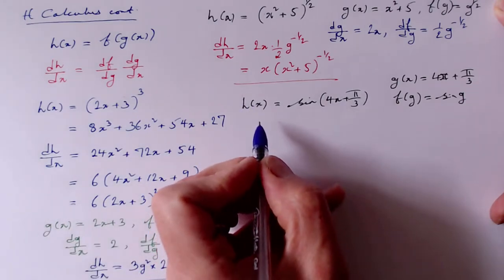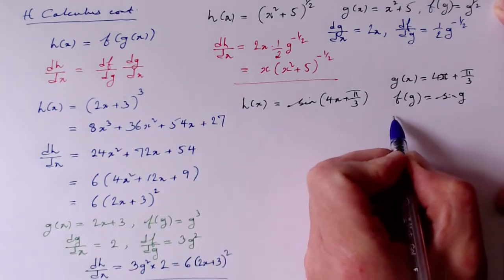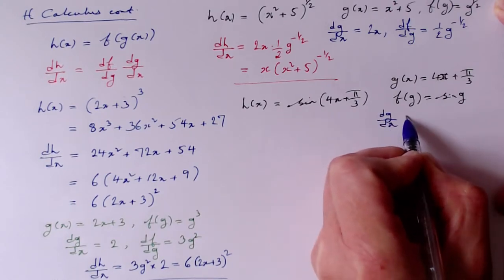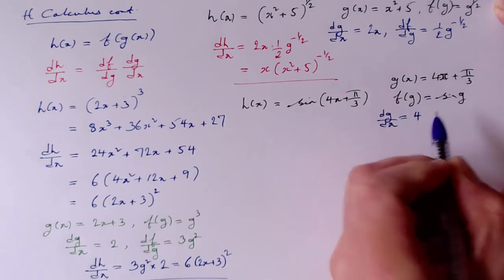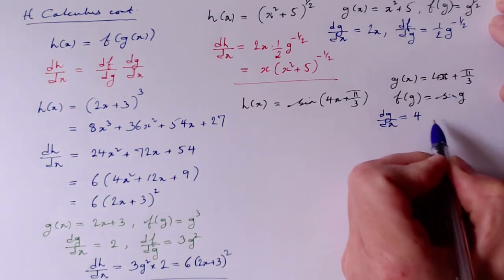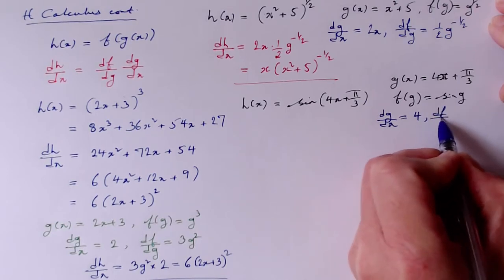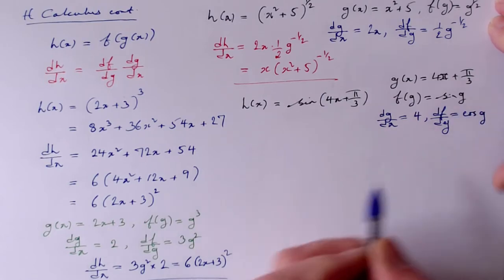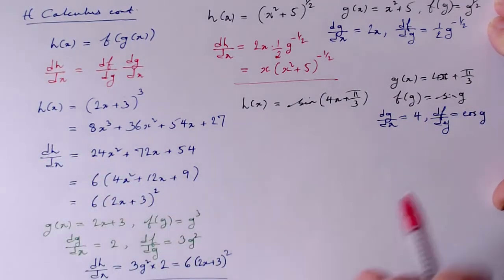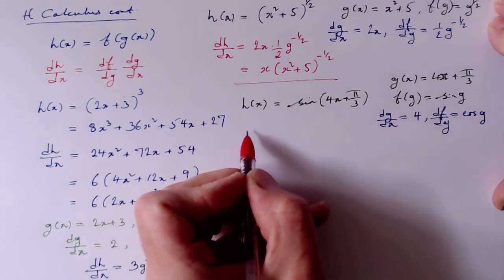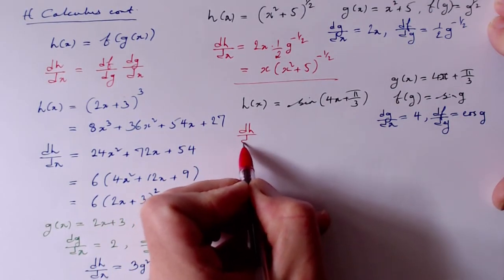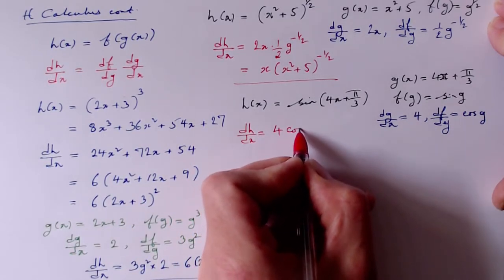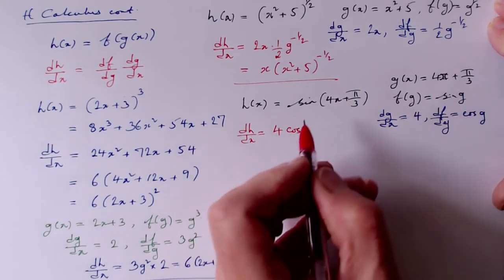Differentiate those straight away. We have that dg by dx would just be given by 4, because obviously we differentiate the constant, we get 0, and the derivative of the outer function with respect to the inner is just the derivative of sine g, which is cosine of g. And therefore, multiplying these together gives us our result. So dh by dx is 4 multiplied by the cosine of g, and g of x is just 4x plus pi over 3.